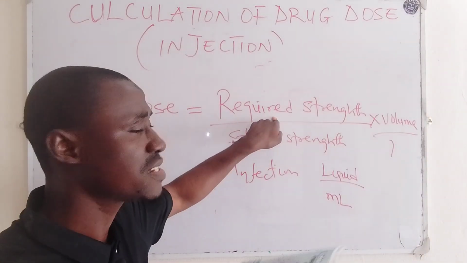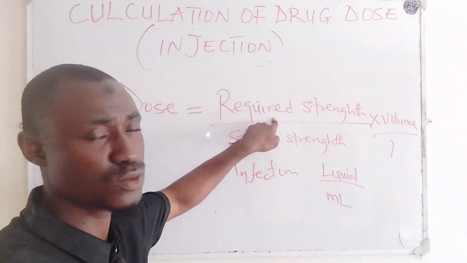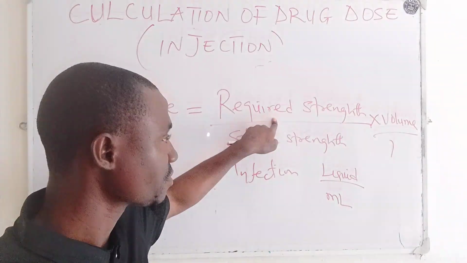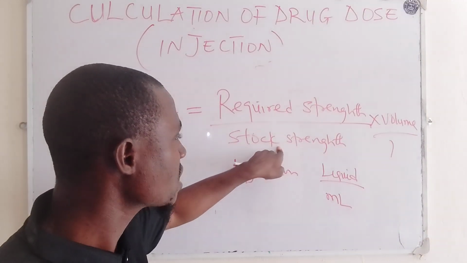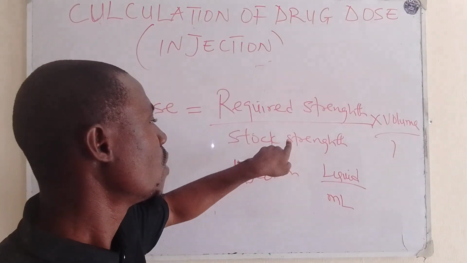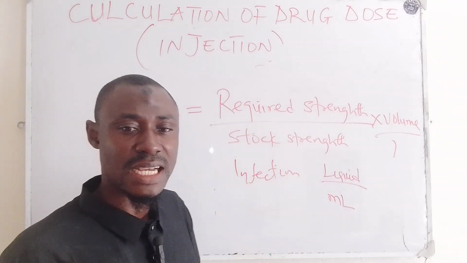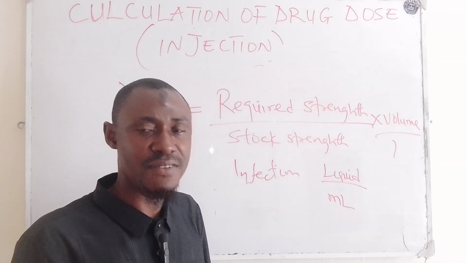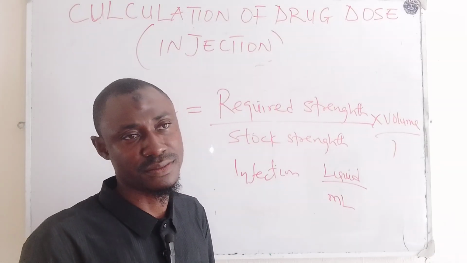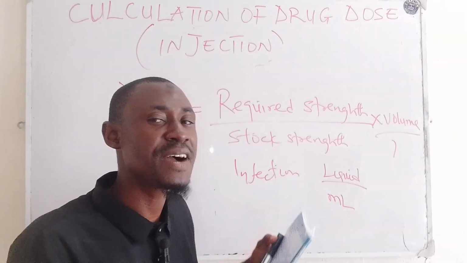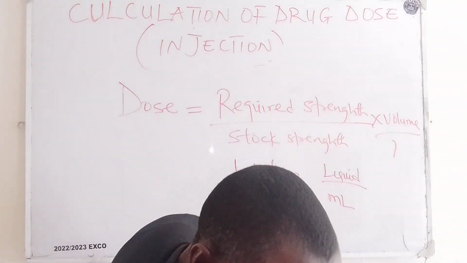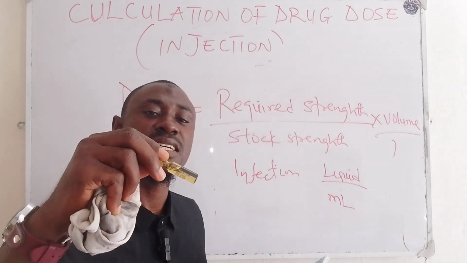As the required strength to be given or administered to the patient or the child. Then the stock strength means what you have in your facility. That way you can say what you have in your possession. And this one, you don't need to find it anywhere. You always have it.